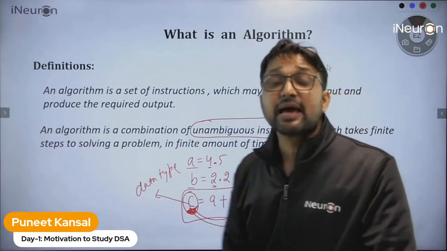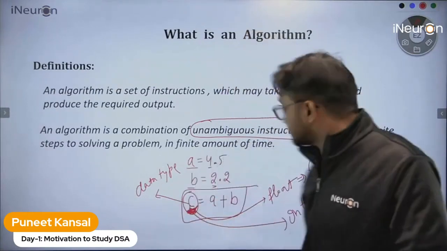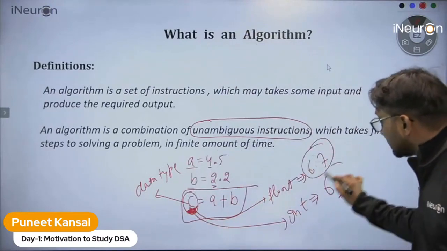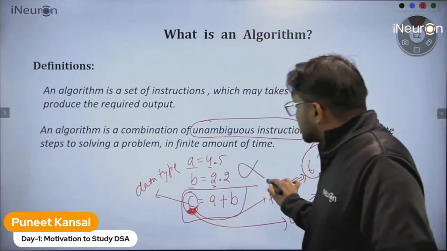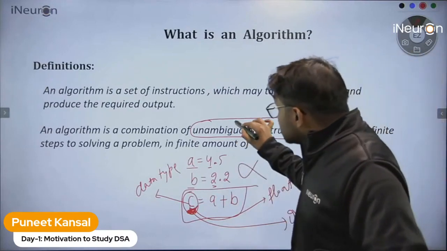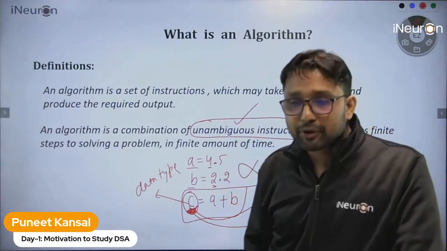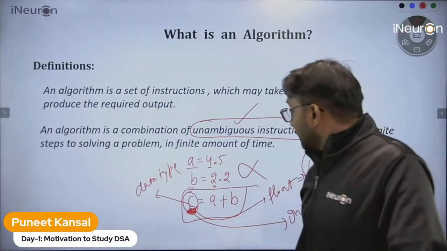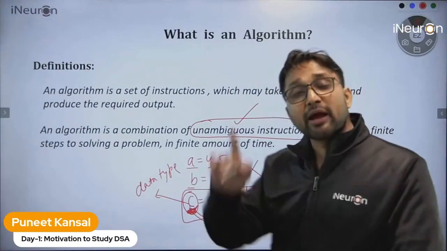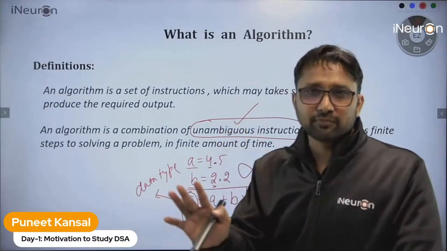This can have two meanings, this data or this data. This is not allowed. Instructions should be unambiguous, meaning every statement should have one meaning only. That should not have two meanings.